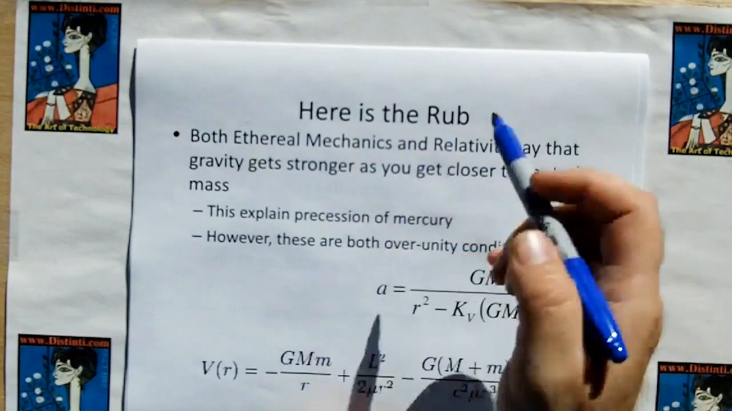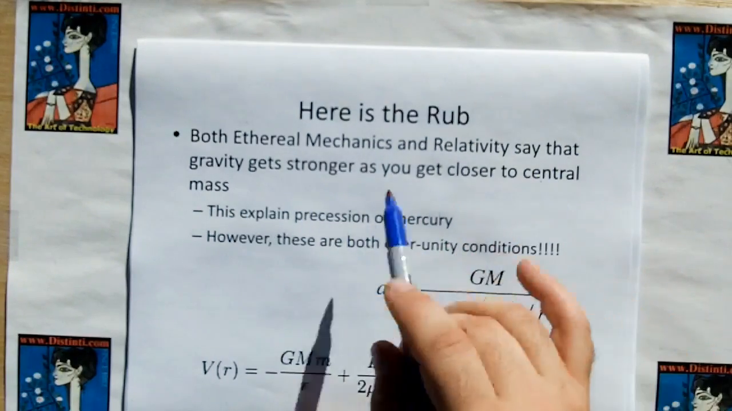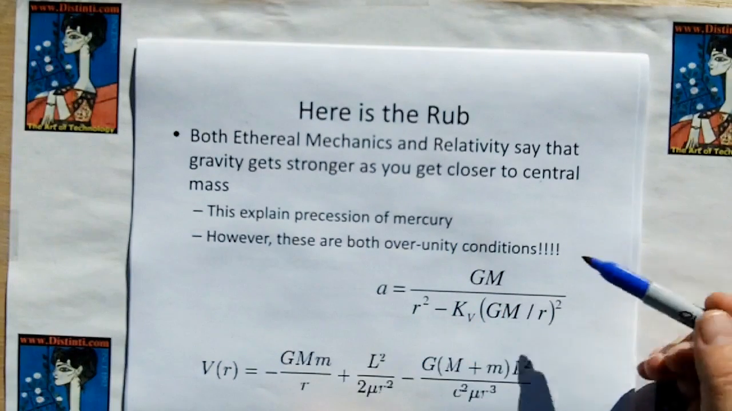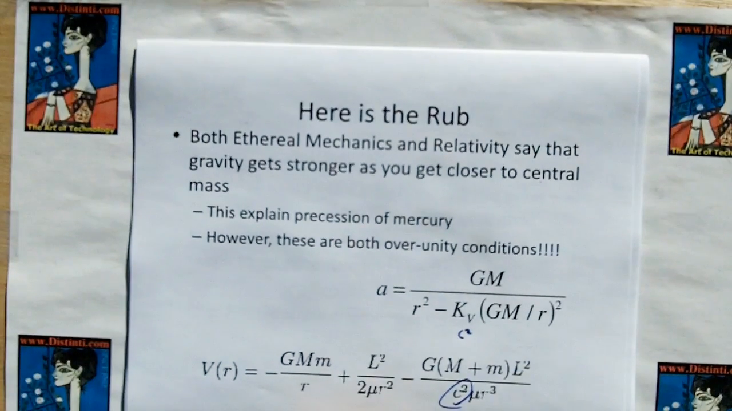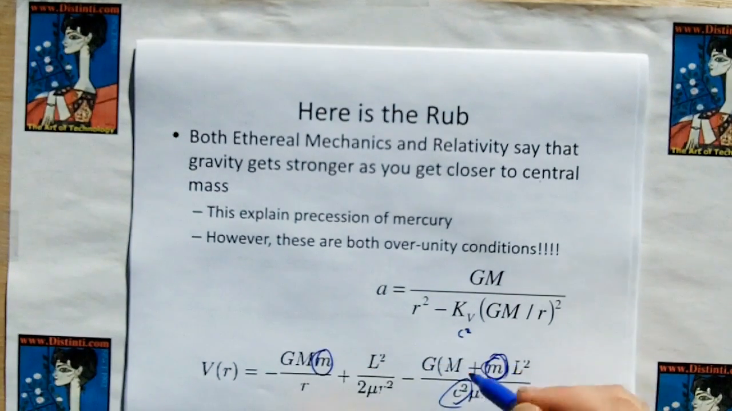Okay, and this is what I just explained. Here, both ethereal mechanics and relativity say that gravity gets stronger as you get close to the central core. This explains the precession. However, these are both overunity conditions. And remember, this is something over c squared, and there's the c squared that Einstein predicts for this. You also notice that relativity considers the mass of the little planet, where ethereal mechanics does not.